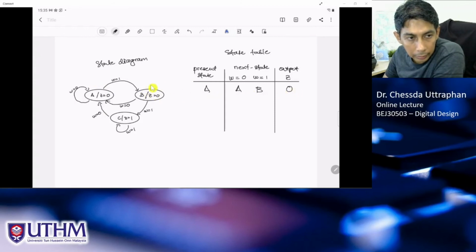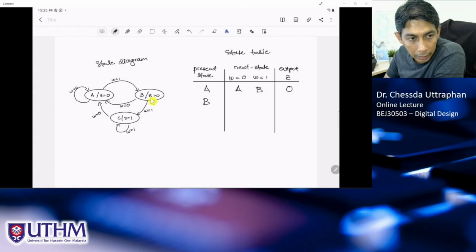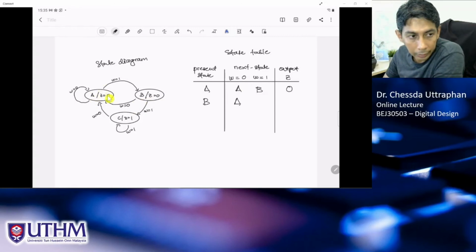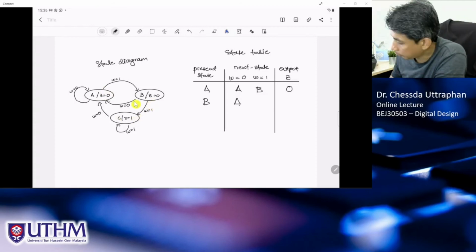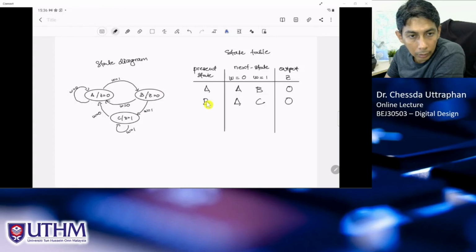Next is B. When we are in B, so the present state is B, and the next state when W equals 0 is state A. So we have A. And if W equals 1, we need to go to C. So in this case, it's C. And at B, Z should be equal to 0. And we have the last one, which is C.